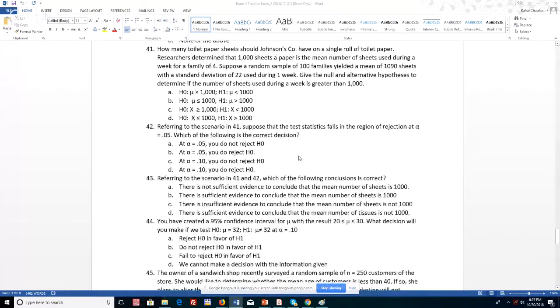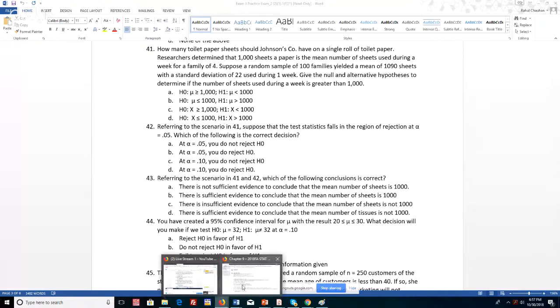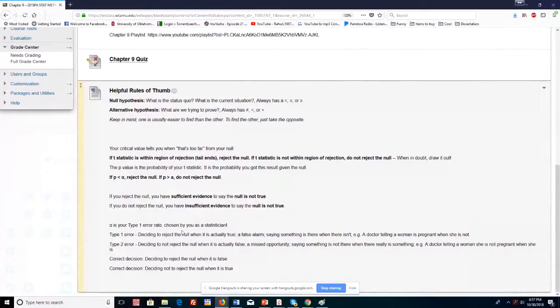Okay, referring to the scenario in 41 and 42, which of the following conclusions is correct? Okay, so remember that if you reject the null, let's go back to those rules. If you reject the null, you have sufficient evidence to say that the null is not true.